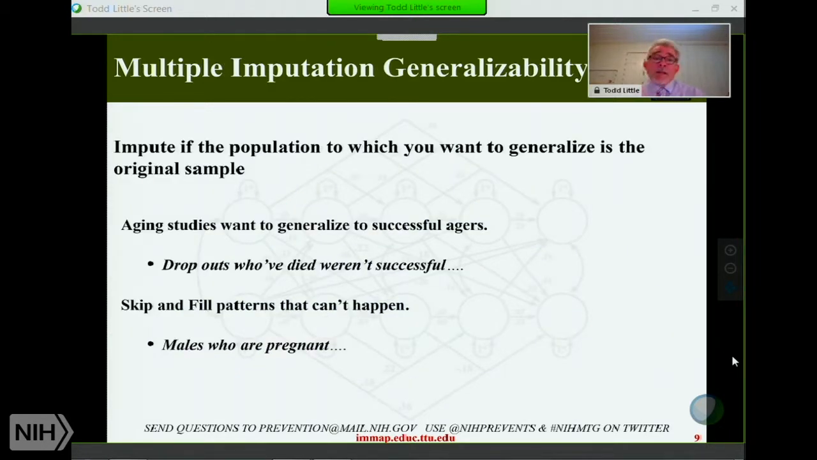Now, when we do imputation, one of the things we do need to be mindful of is where are we trying to generalize? So, for example, if we're doing aging studies and we want to generalize to successful agers, we have people who have dropped out because they've died. We are not going to impute those missing data because they are not part of the sample that I want to generalize to. Skip and fill patterns, so that can't happen. We need to reset some of those values to missing if we use multiple imputation, for example. So if we have variables that are asking about pregnancy, the missing data mechanism will impute scores for the males. We would need to reset those values to be missing because they are not plausible.